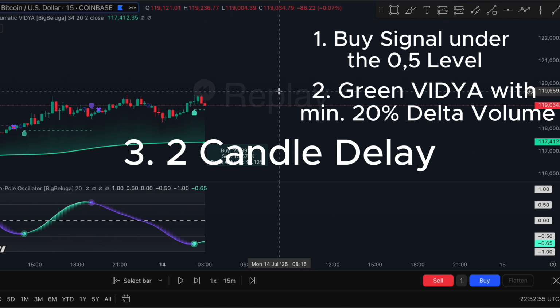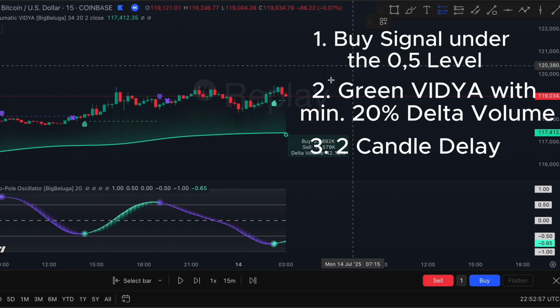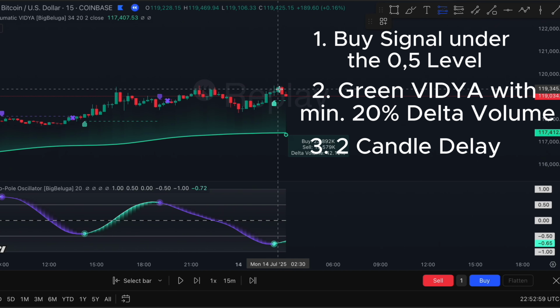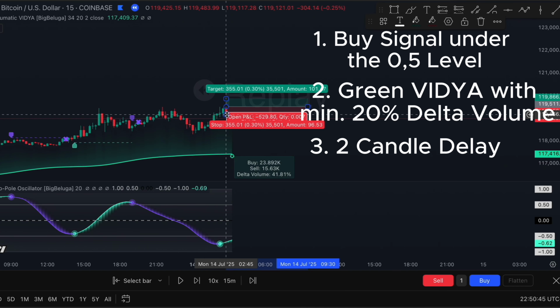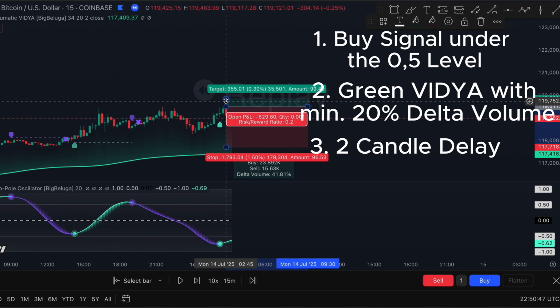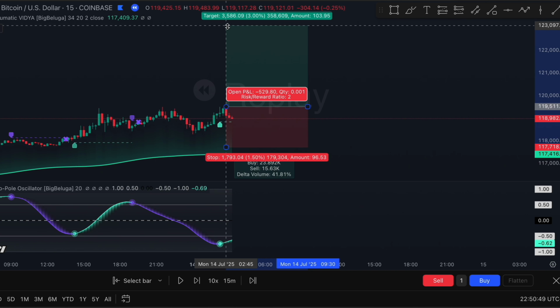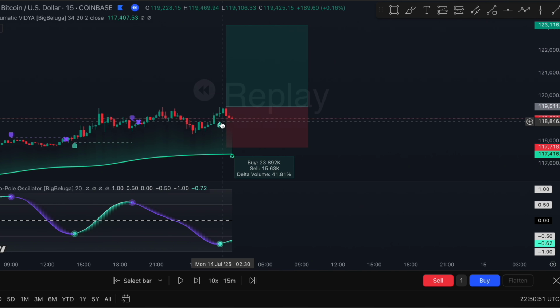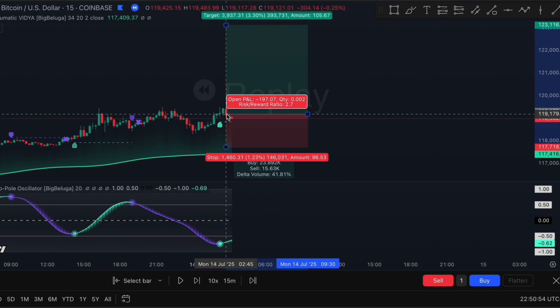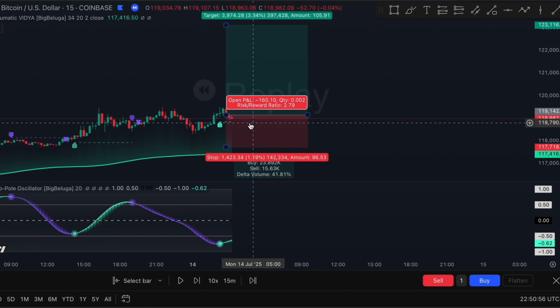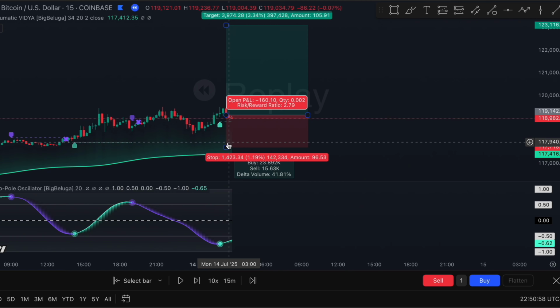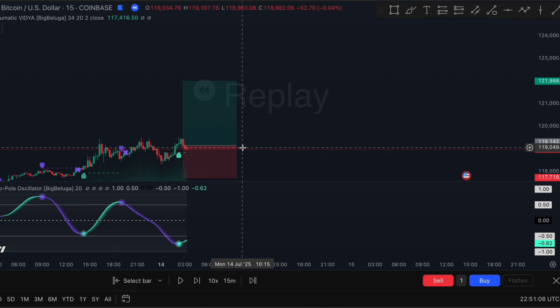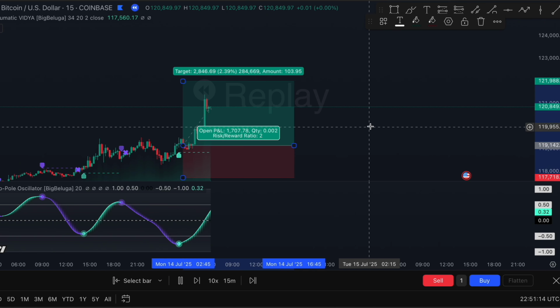Third, the strategy notes a 2-candle delay for the two-pole oscillator's long signal. The signal appears on a specific candle, but the actual entry should occur after the close of the second candle subsequent to the signal. Once entered, stop loss is to be placed directly under the bullish invalidation level or the last swing end. The take profit is set at 2 times the risk. This would have been a profit.